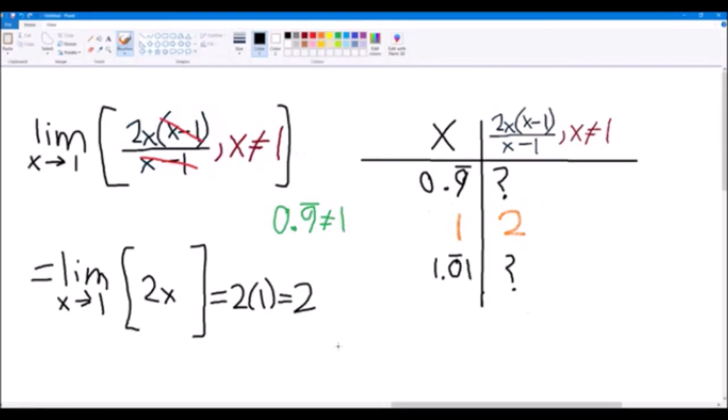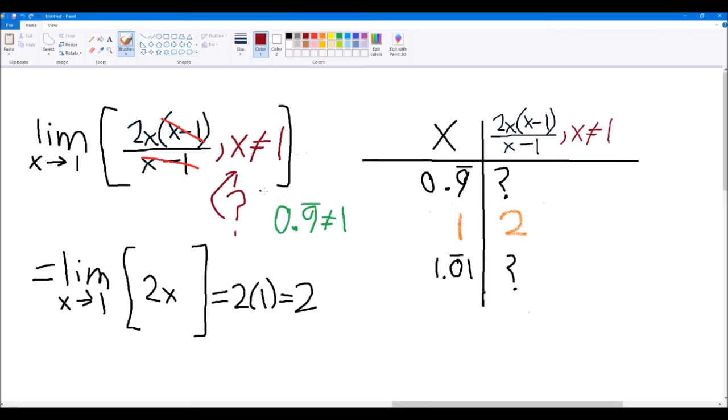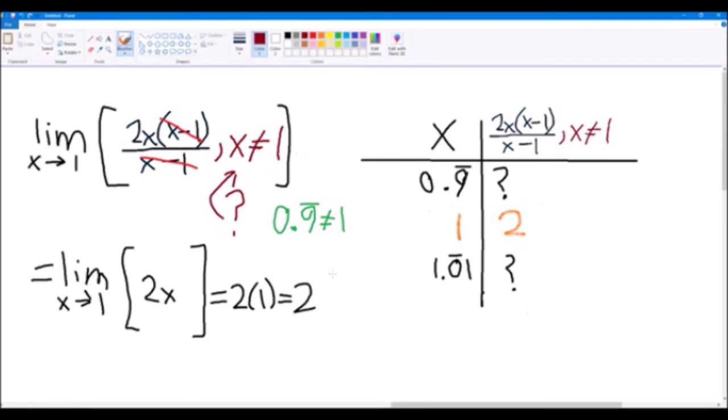But wait a minute. Why does that work? Didn't I just say that x equals 1 is a forbidden value? Well, here's the thing. This isn't really x equals 1. It's almost 1, but still close enough to be considered 1. Likewise, y is almost 2, but still close enough to be considered 2.